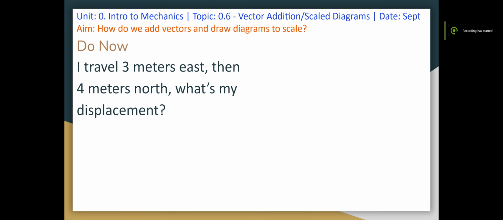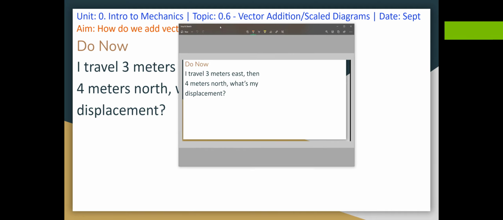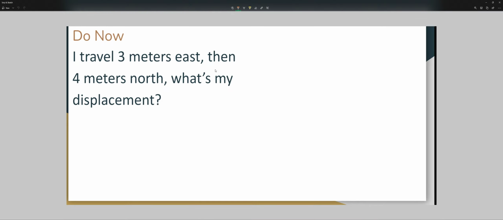Alright, so this is going to be a relatively quick lesson on vector addition. So let's get started. Let's say I travel 3 meters east, because that's what the problem is saying. So I travel 3 meters east, and then I travel 4 meters north.